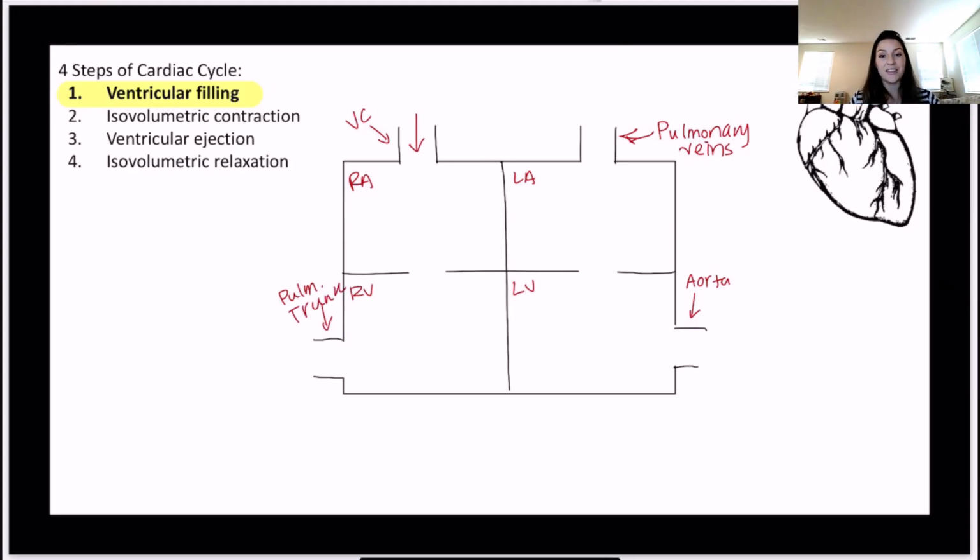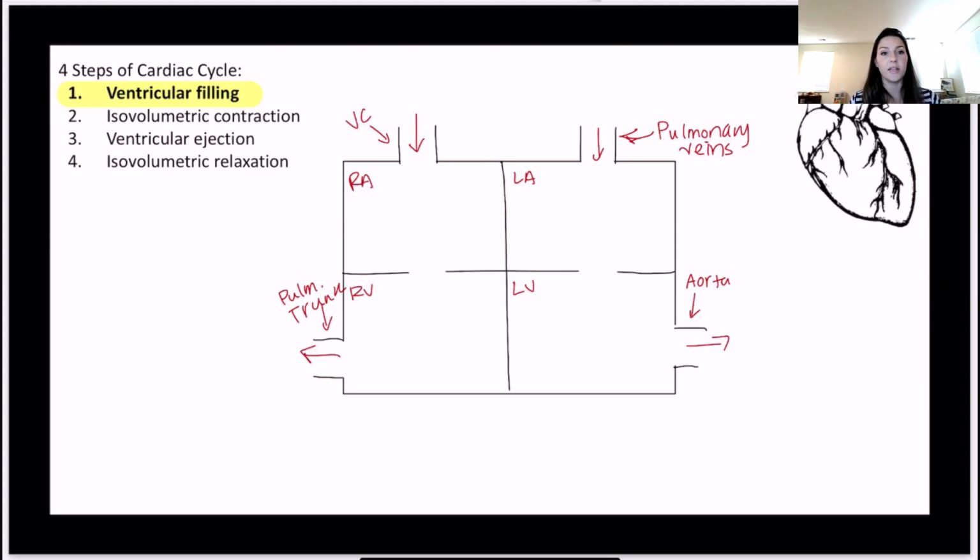So now that we've established that, we know that there's valves here. We have the AV valves, and we have the semilunar valves. And we'll talk about what's going on in each of those. That's the thing that's going to change, okay? I should draw: blood goes here, and then blood will eventually leave. Okay, that's kind of our direction of blood.